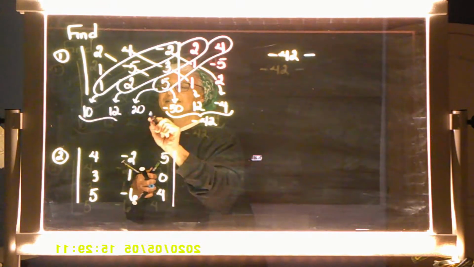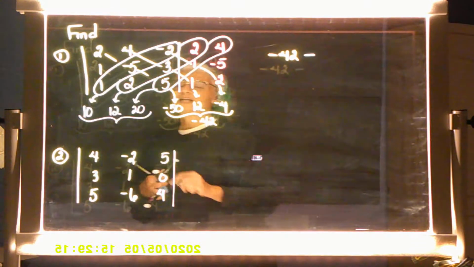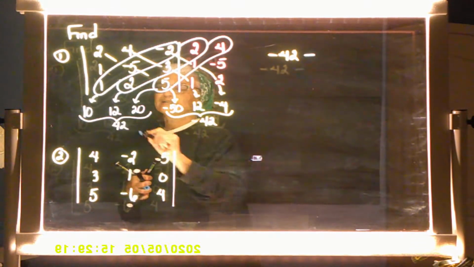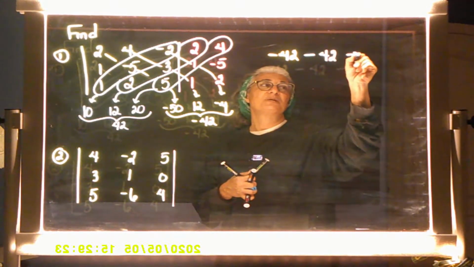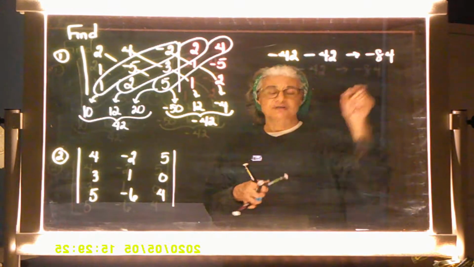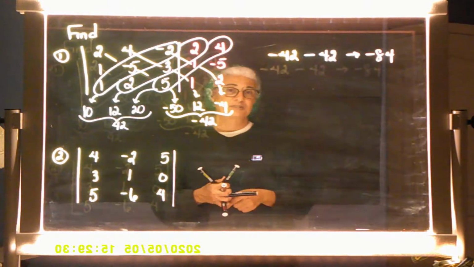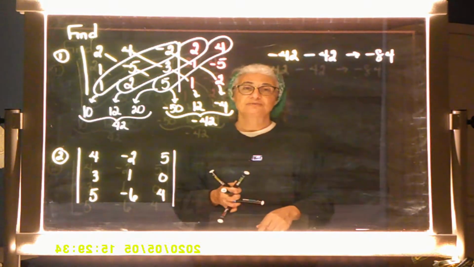Excellent. And again, I need to combine these. I have a +10, a +12, and a +20. What will that give us? 42. Excellent. So I'm going to minus the 42, which will give me a -84 as the overall value of this particular determinant. Cool? Okay, let's look at problem 2.